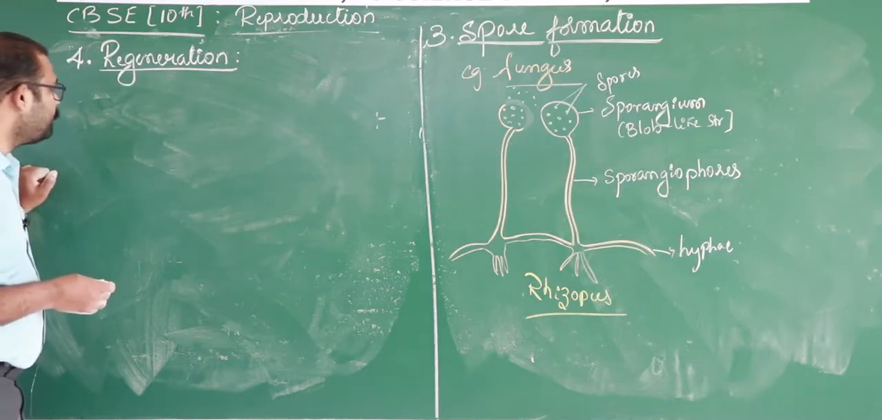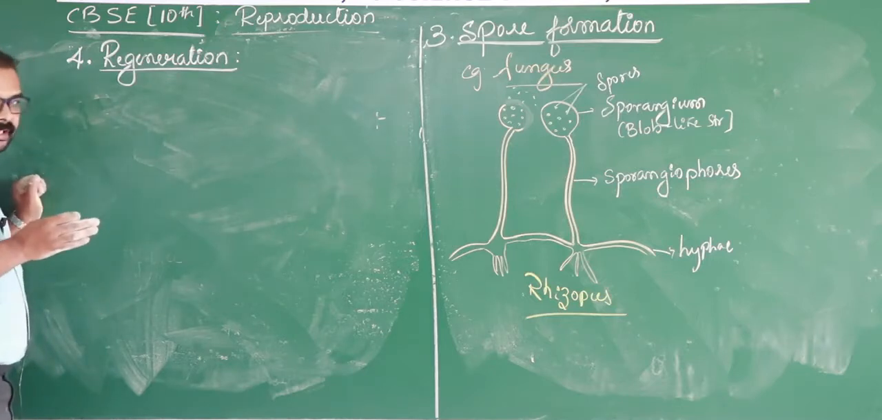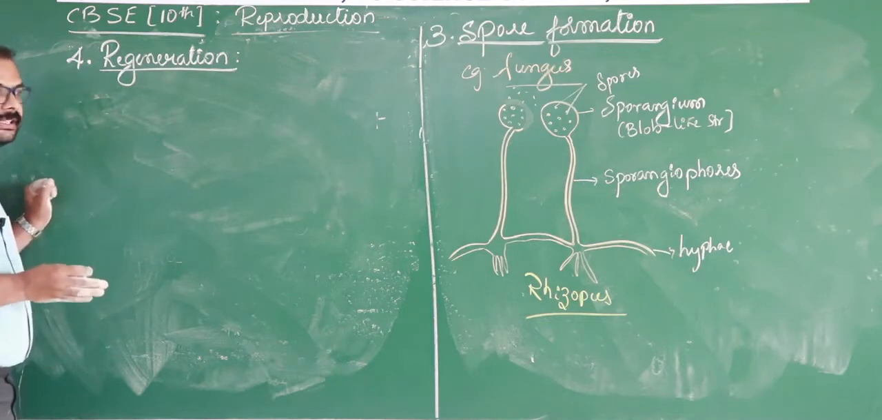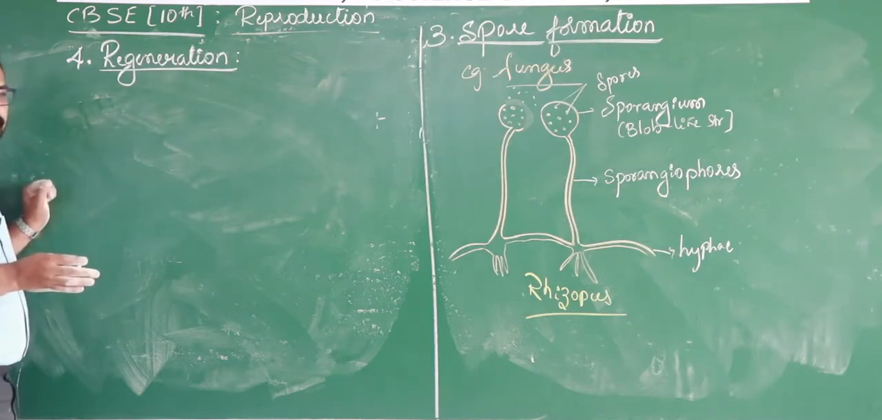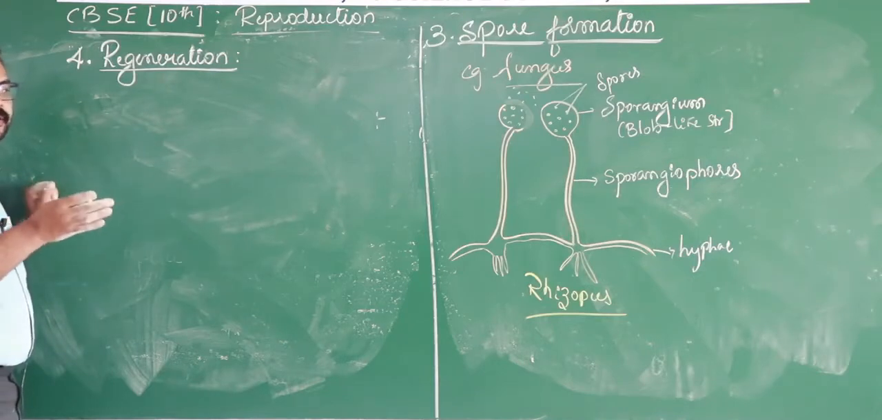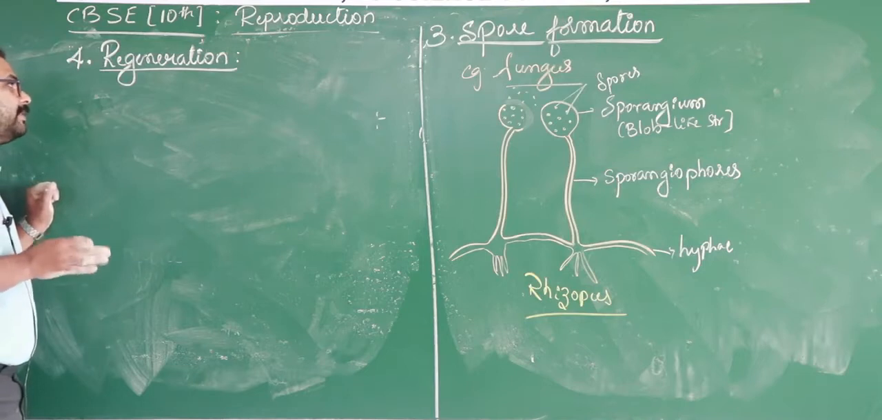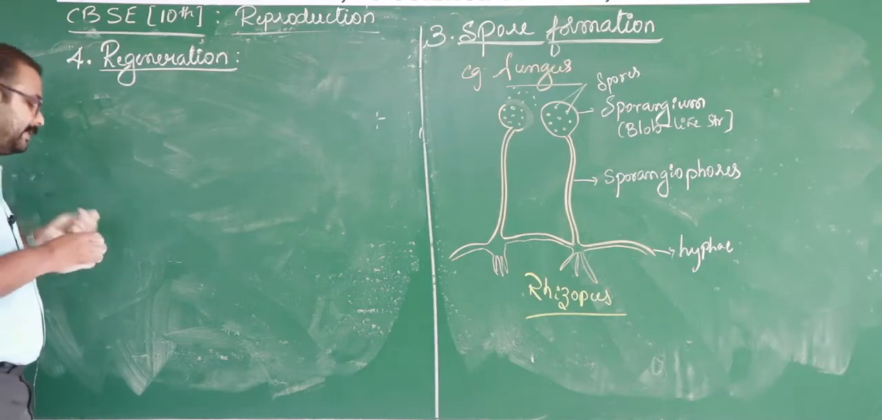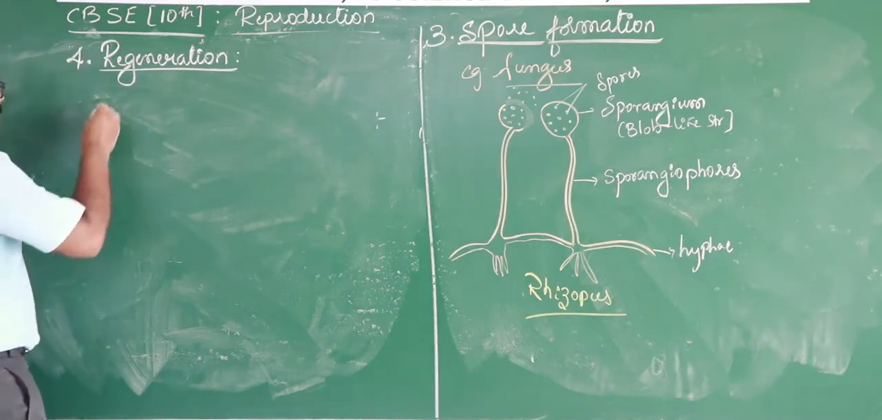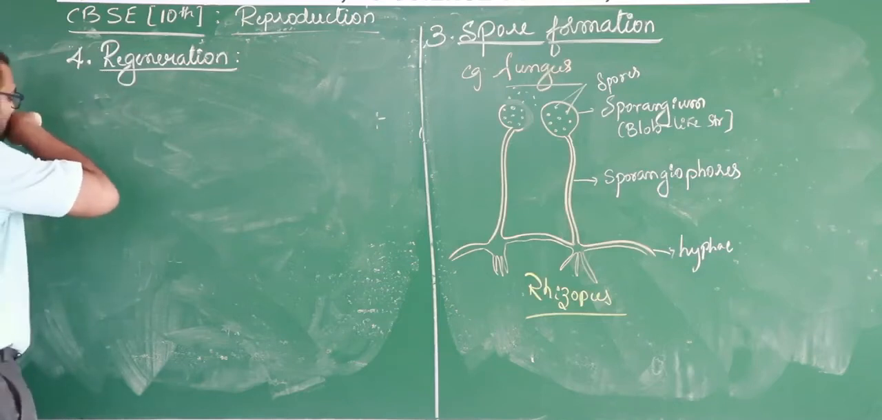So regeneration, once again, is a type of asexual method in which if any organism gets physical damage and produces two or more parts, each part develops into a new organism. This is called regeneration. For example, planaria.